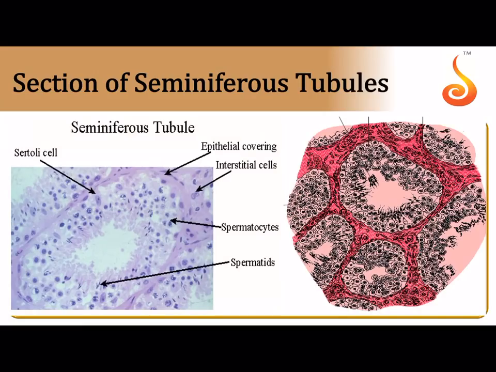Now in the next slide, we are going to learn about the section of the seminiferous tubule. Can you see the tube section is roughly spherical in appearance? Now why is it spherical? Because obviously it's a tube, it's a cylinder. You take a cylinder and you cut it into half. Obviously the section would appear circular or spherical in outline. So this is the seminiferous tubule.